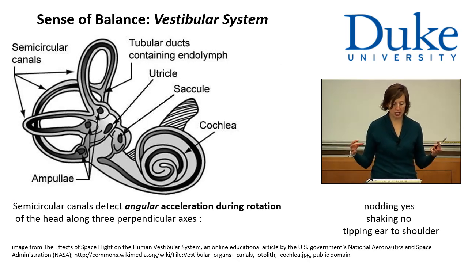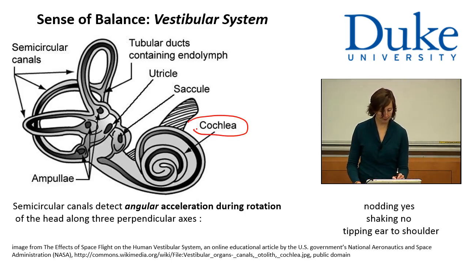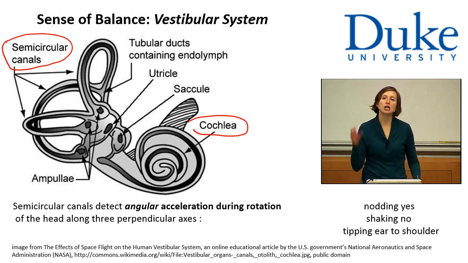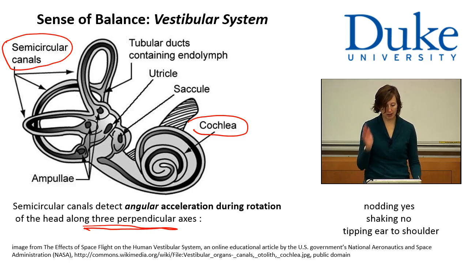So again, let's understand the anatomy, where this is going to be in the inner ear adjacent to the cochlea, where we are going to have three semicircular canals, which are tubes with fluid in them. And it's convenient that there's three, and they're at 90-degree angles from one another, which allows us to detect changes in the angle of the head along the three perpendicular axes. So one of the canals is going to be highly stimulated when we nod yes, versus one when we shake no, versus a third when we tip our head side to side.